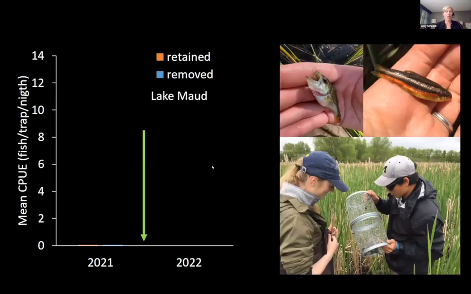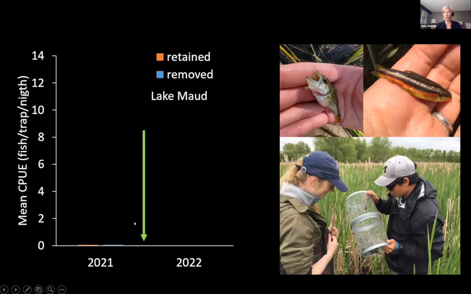So what about the fishes? We sampled fishes using minnow traps. It's hard to sample fishes in dense cattail, but minnow traps work well. We're talking about small fishes, right? Because those are small traps. And I'm going to show you some data here from one lake. So this is Lake Maud, sort of northwest part of Minnesota. And I'm showing you what's called mean catch per unit effort here on the y-axis. It's just a measure of fish abundance, so how many fish there are. The unit is fish per trap per night, but it's essentially how many fish we have.